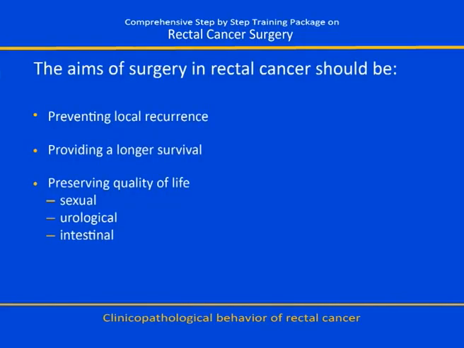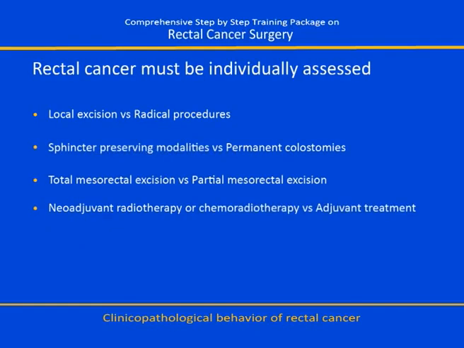The aims of surgery in rectal cancer should be preventing local recurrence, in other words, local control, providing a longer survival, and preserving both the urogenital and intestinal functions following the surgery. For this reason, cases of rectal cancer must be individually assessed. The surgeon has to tailor the treatment for a patient while taking all the alternatives into account.